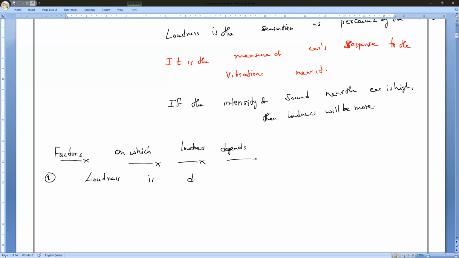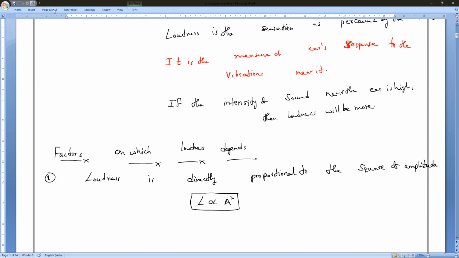Loudness is directly proportional to the square of amplitude. Please note it. What does it mean? If the amplitude becomes double, loudness increases by how many times? It becomes (2a) squared.